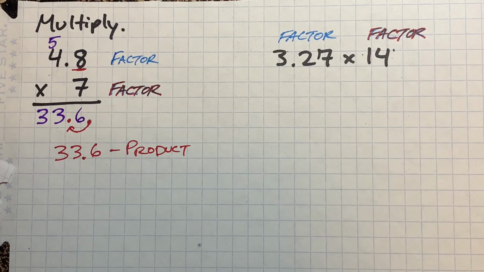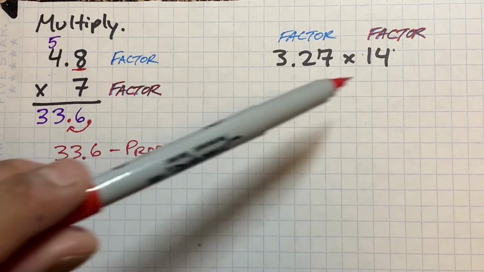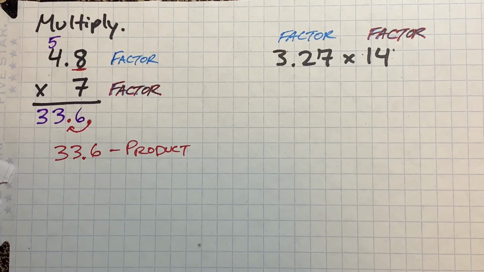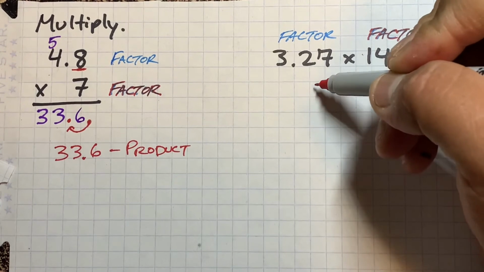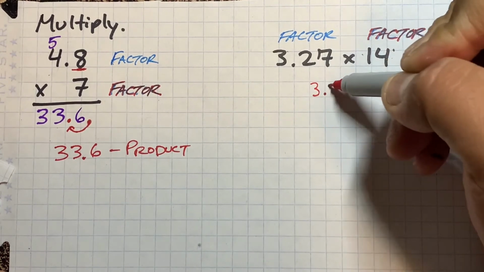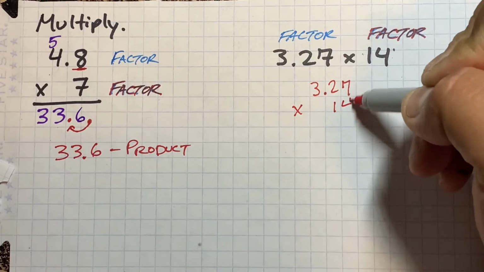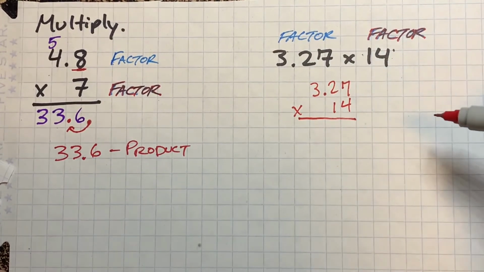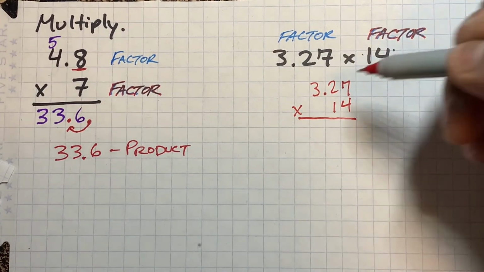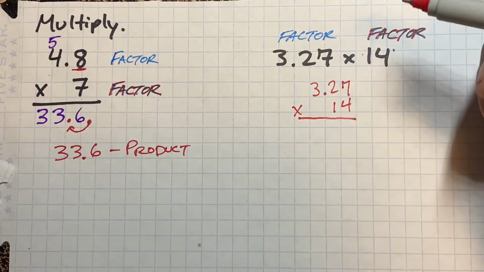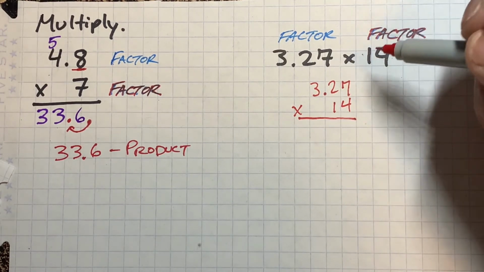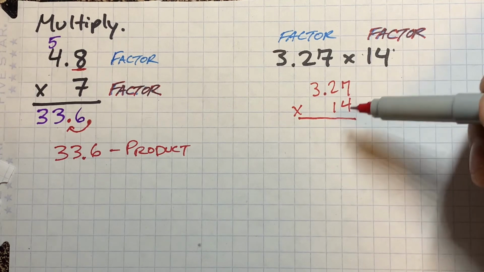Okay, so as always, you're going to go from this horizontal form and make it into a vertical form. So we're just going to rewrite it as 3 and 27 hundredths times 14. Okay. So again, you don't have to have that decimal point there. You could just ignore it and just multiply 327 times 14.